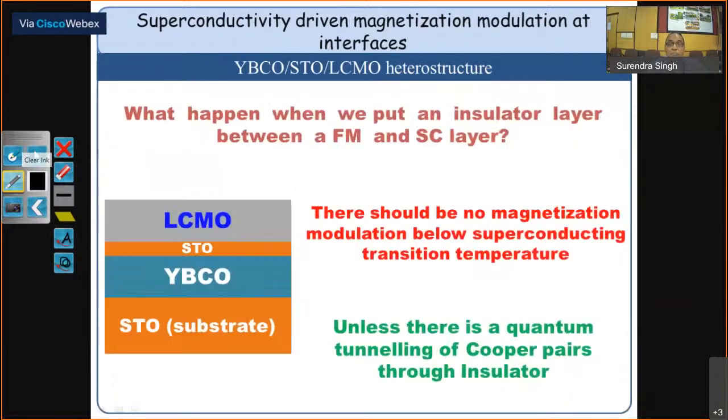Now, what we did, we thought, why don't we try and see what happens when we put an STO, which is an insulator, again an oxide insulator layer, in between the superconductor and ferromagnet. So what will happen now? Because in principle, this insulator should stop the Cooper pairs going from here to there and disturbing the magnetization. Once we put this STO, it should stop that, unless there is Cooper pair tunneling from here to there, and then they are disturbed. Let us see what we found from the PNR study.